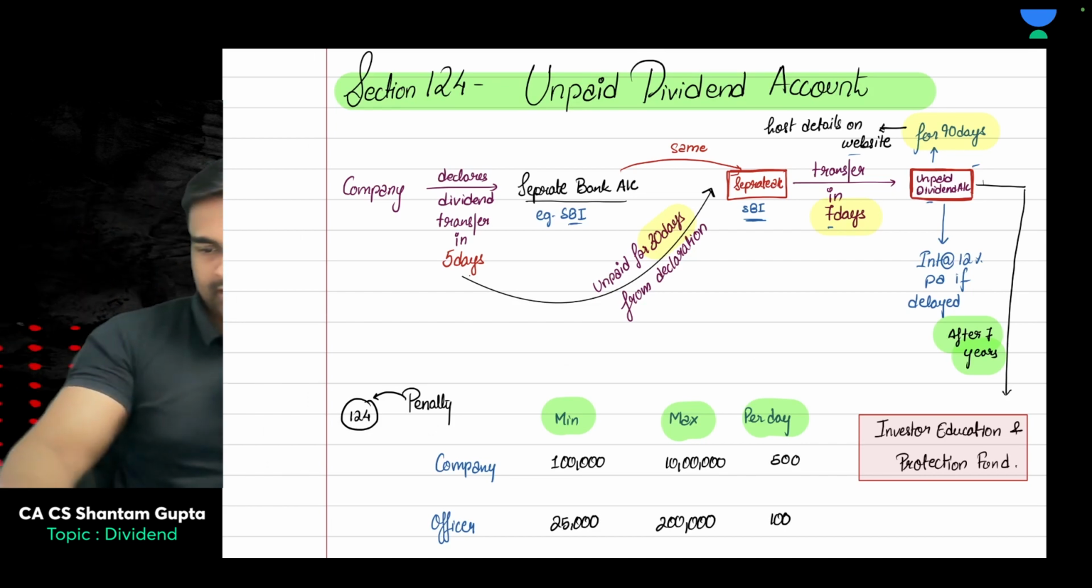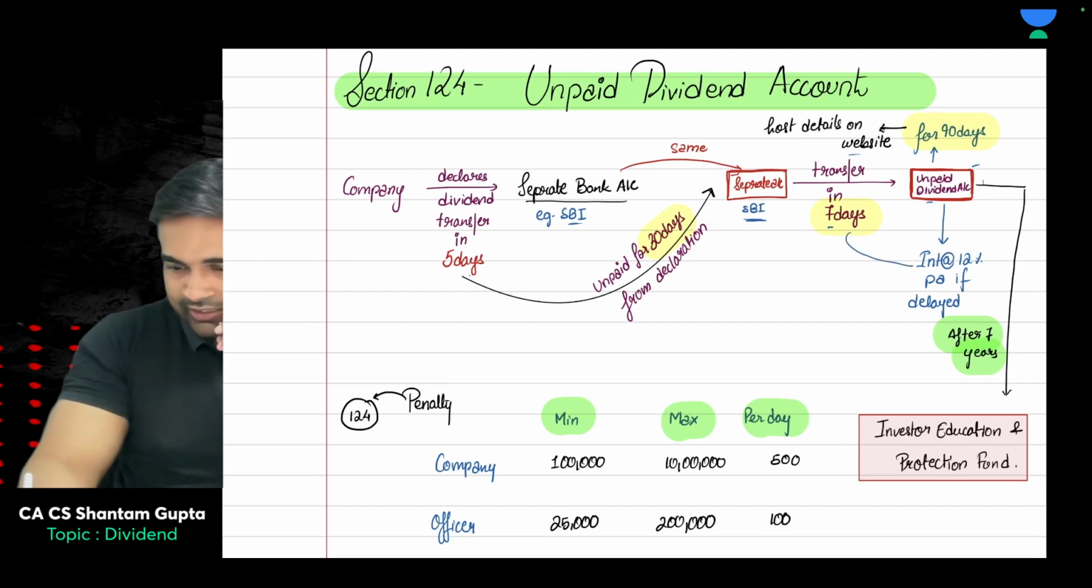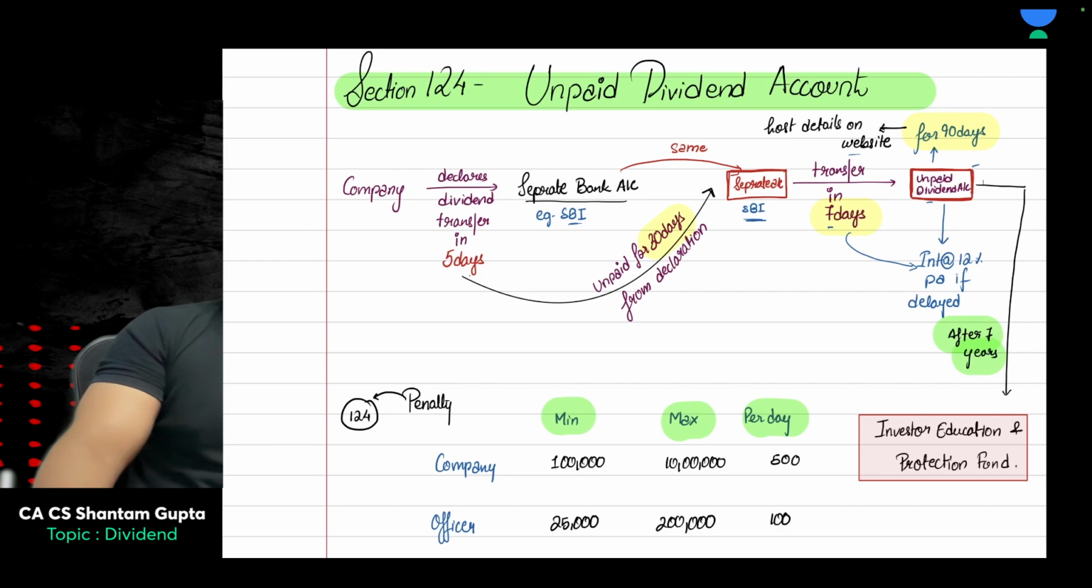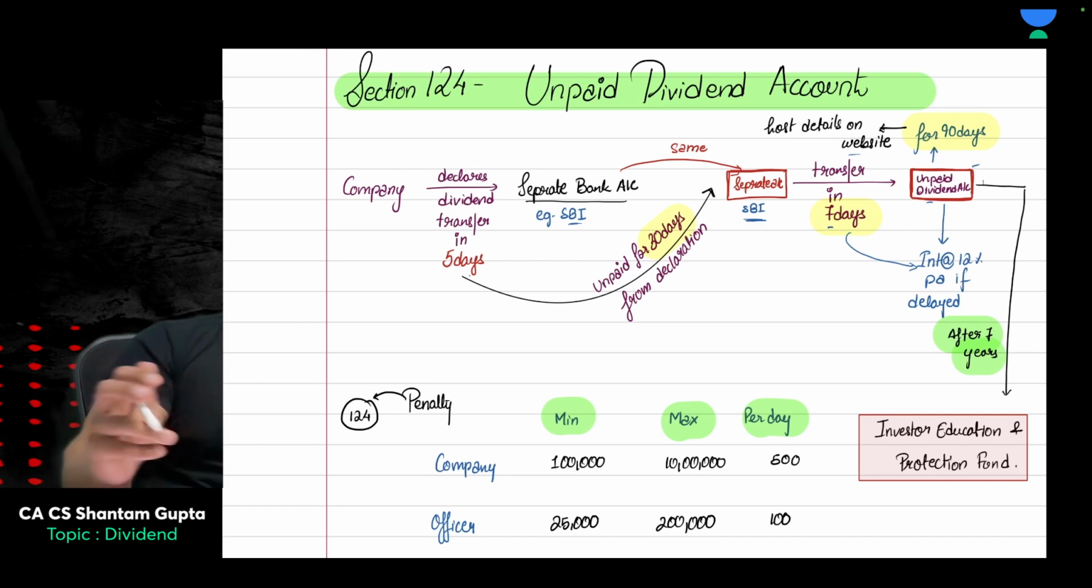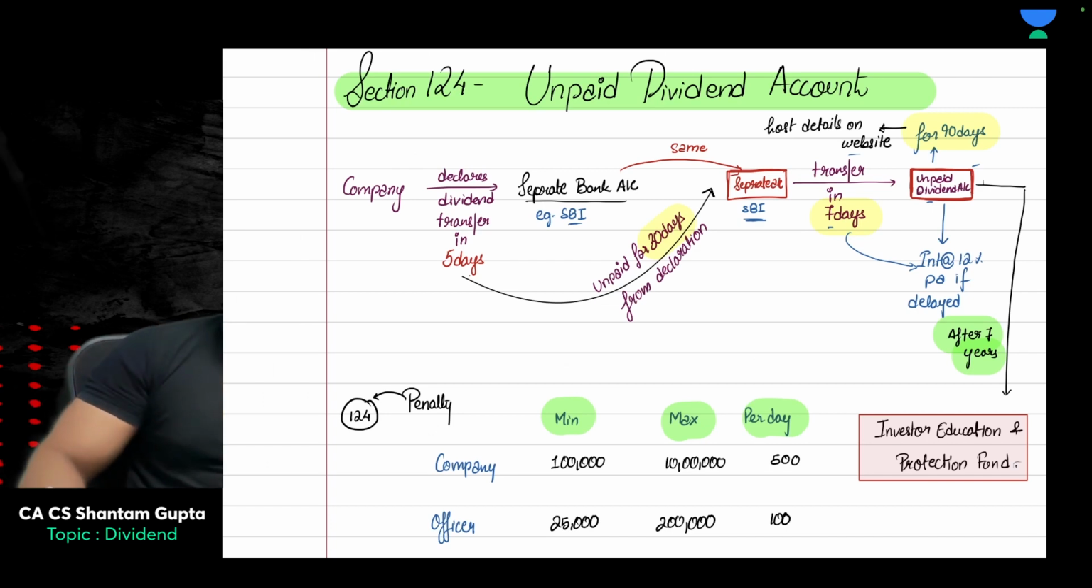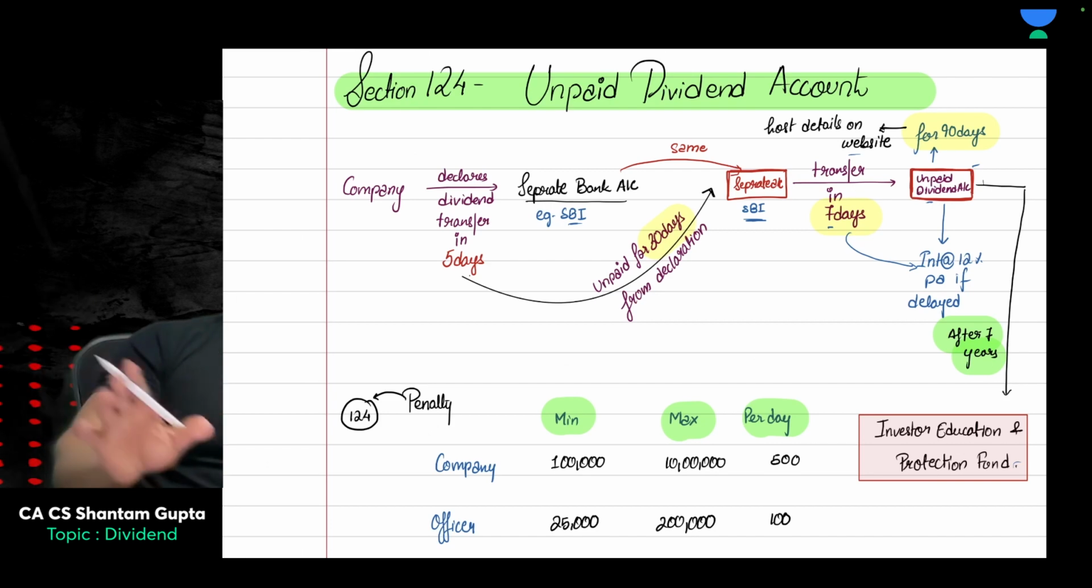What is this interest for? If this transfer is not made within 7 days, then there is an interest of 12% per annum. Transfer to where? Transfer to unpaid dividend. Now they will wait for 7 long years. If nobody claims anything, it is transferred to IEPF. That is the entire procedure.